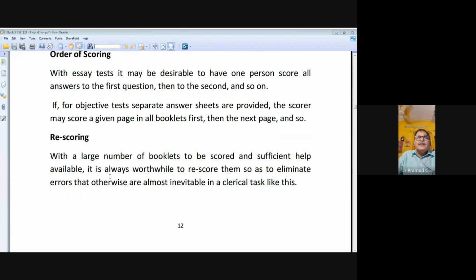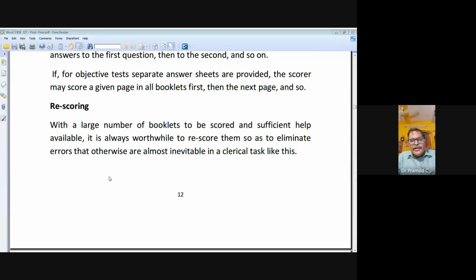make it. But sometimes human error is there. When the human error is there, you have the scope for rescoring. Rescoring means if you have the scope for rescoring, then automatically you are able to give the proper judgment to the students, because if there are some errors, then they will be eliminated.